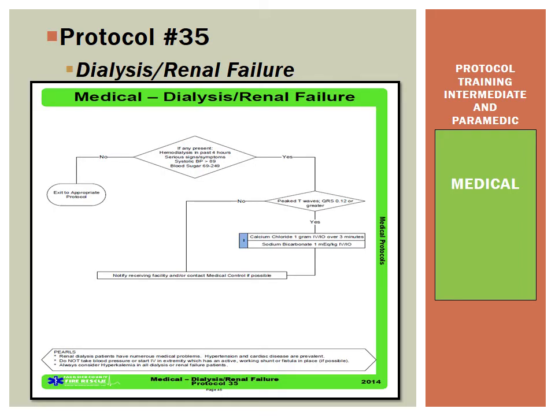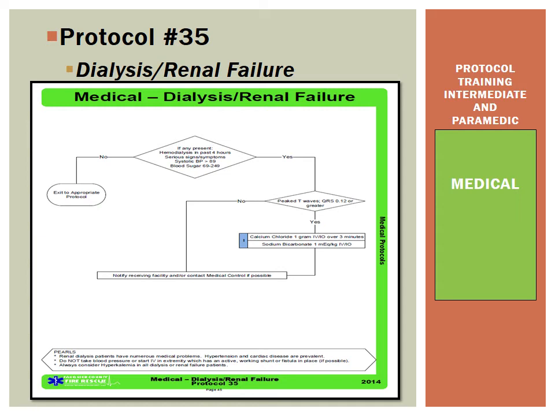Okay, protocol 35 is a dialysis renal failure protocol, and this is based heavily on if any of the following are present: hemodialysis in the past 4 hours, serious signs and symptoms, systolic BP greater than 89 millimeters of mercury, and a blood sugar between 69 to 249. If the answer is yes, then we are going to assess the patient's ECG.